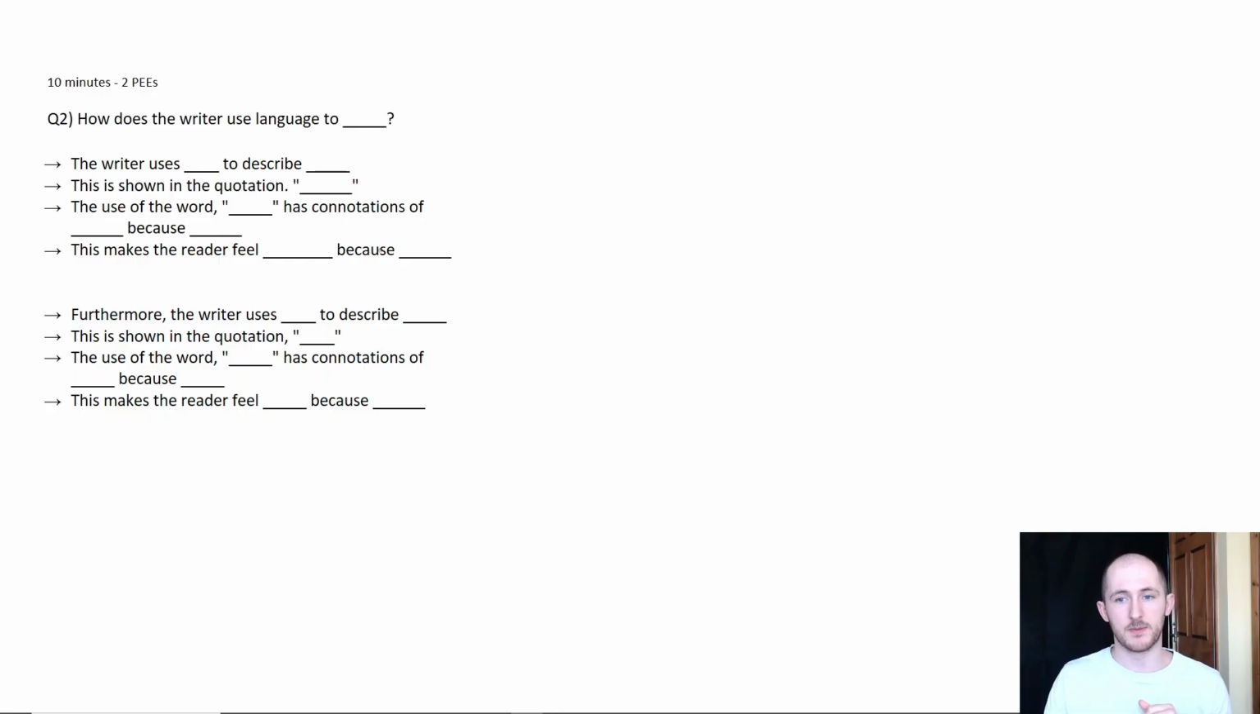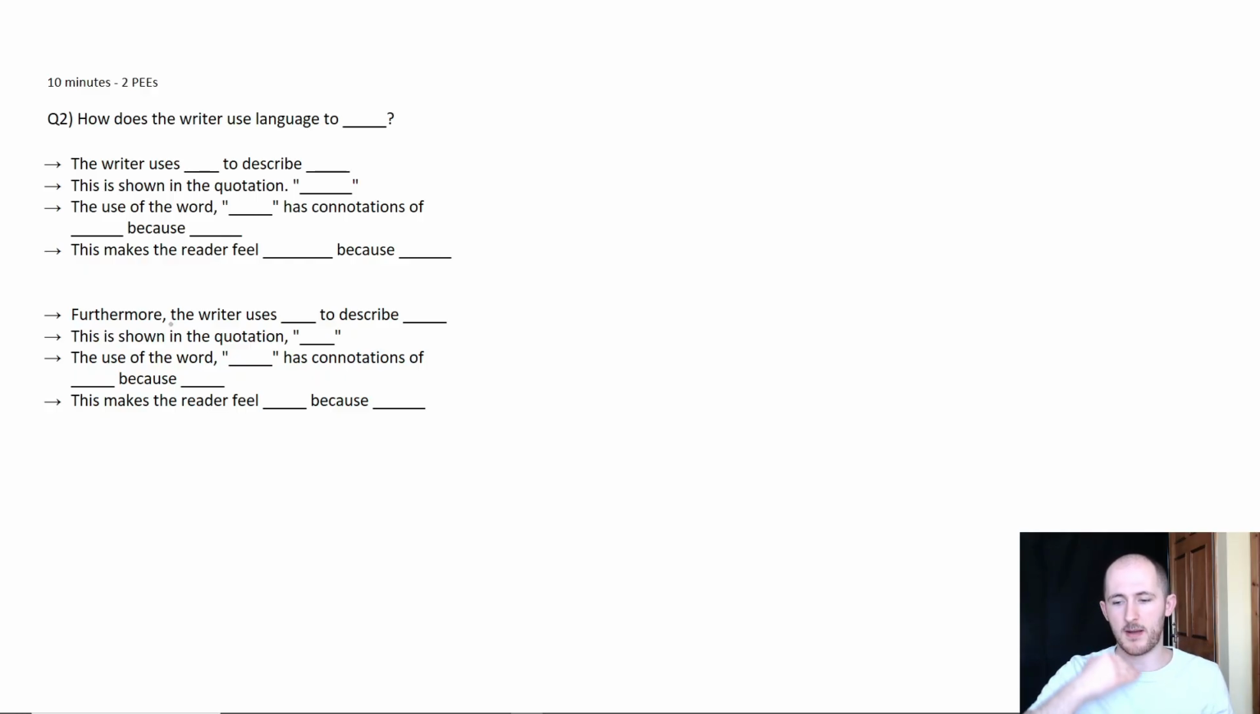This makes the reader feel something. Again, could be anything, because insert reason. So you could say that the reader feels sympathy for the person because feeling lonely and isolated is a depressing quality. We all crave human interaction. Then you want to start your next paragraph. It's really good to link these together. Sometimes people will just write, the writer uses this. Then it's almost as if you've written two separate paragraphs and glued them together.